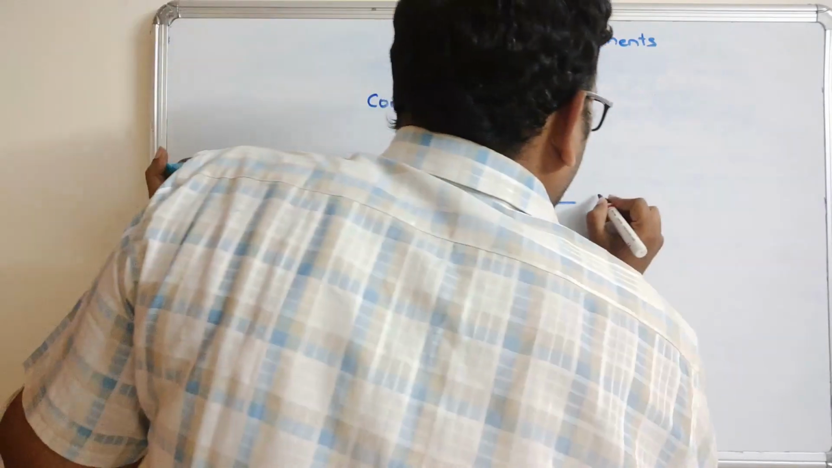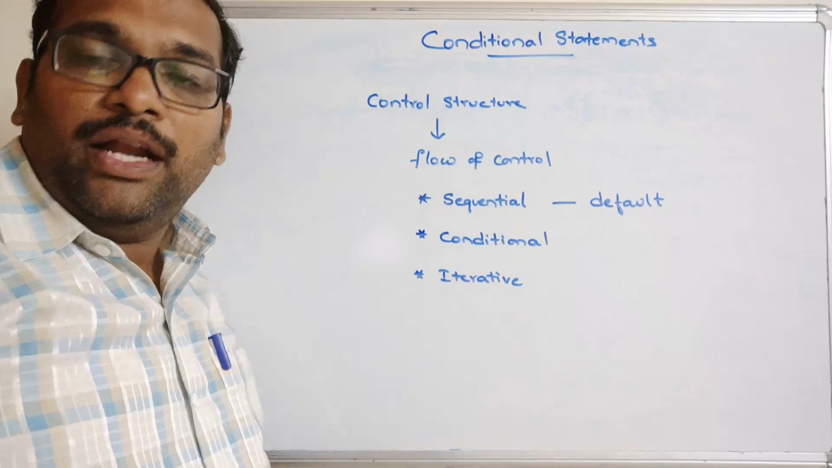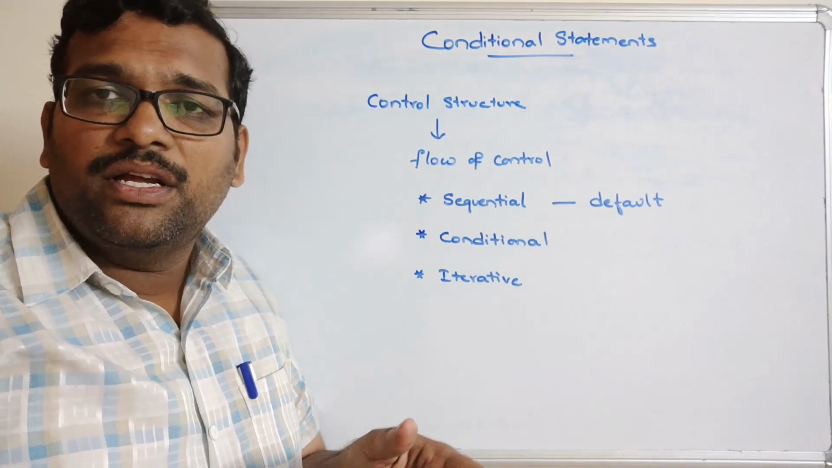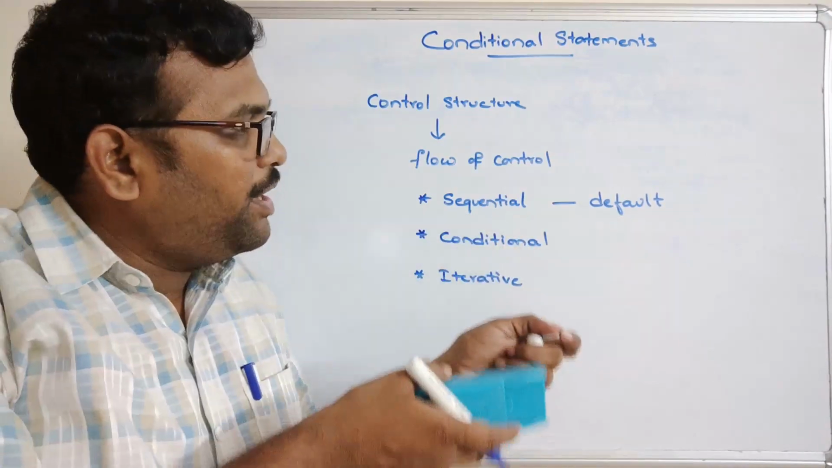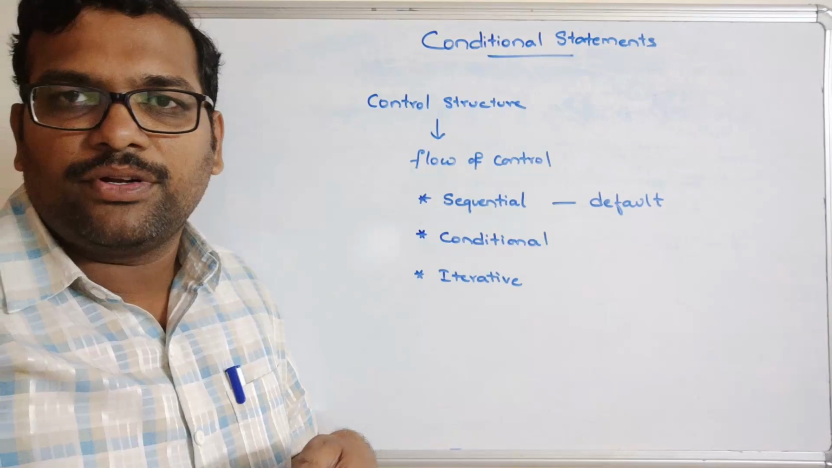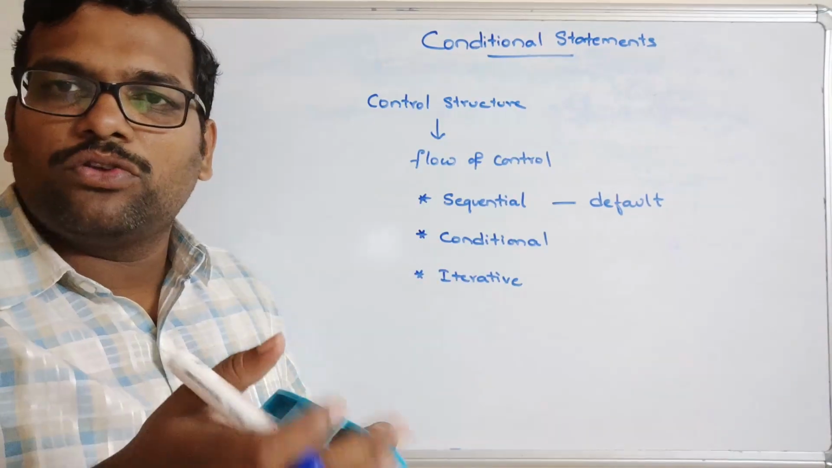So the sequential flow is the default flow of control. We have seen many programs in our previous sessions, and there the default control flow is sequential. That means instruction after instruction, right? In whichever order we write the instructions, the execution is done in the same order.